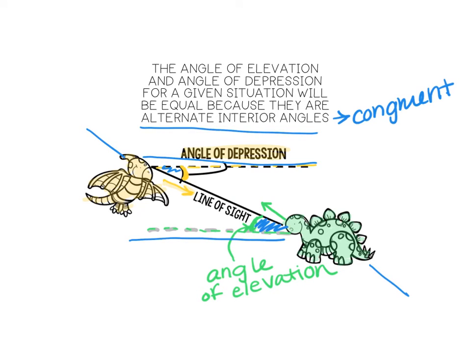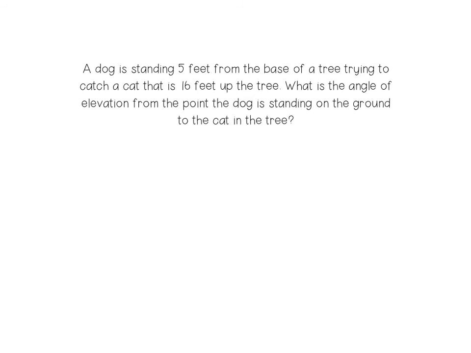And so those are alternate interior angles, which are congruent. So let's go through some example problems. First, I'm going to give you some steps. So the first thing is always going to be to draw a picture. And the second step is going to be to choose a ratio that can help you.